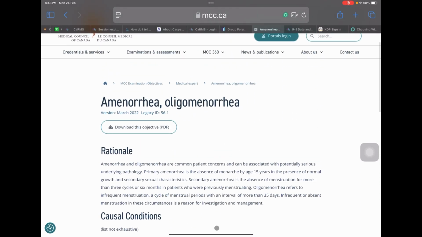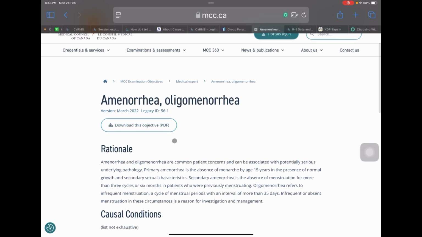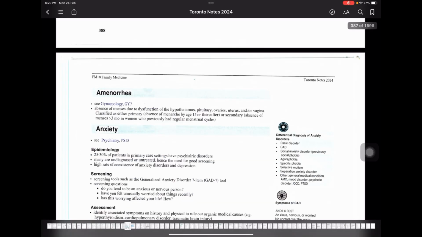So this is the amenorrhea objective that we are going to cover now. Amenorrhea is the absence of menses due to dysfunction of the hypothalamus, pituitary, ovaries, uterus, or vagina, classified as either primary, absence of menarche by age 15 or thereafter, or secondary, which is absence of menses for more than 3 months in women who previously had regular menstrual cycles. So you need to learn the difference between primary and secondary. Primary is when there are no periods by age 15, and secondary is when there were periods but there's absence of periods for more than 3 months in a woman who previously had regular menstrual cycles.